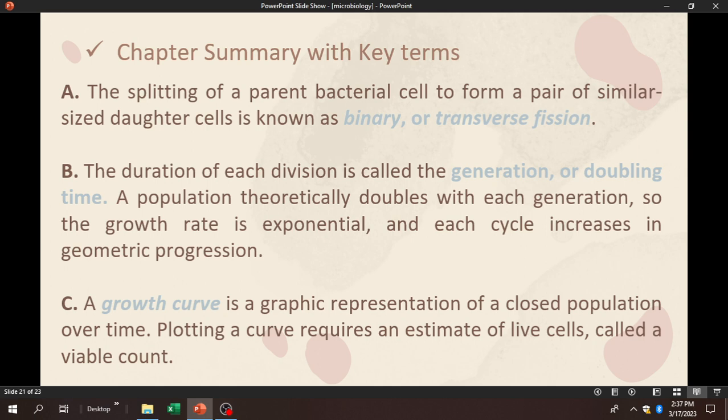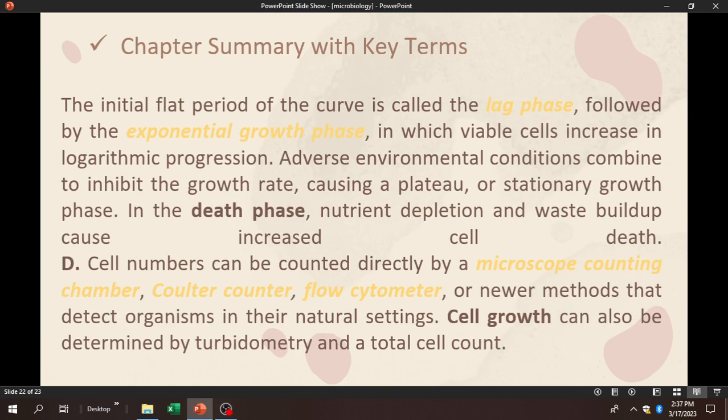A growth curve is a graphic representation of a closed population over time. Plotting a curve requires an estimate of live cells called a viable count. The initial flat period of the curve is called the lag phase, followed by the exponential growth phase in which viable cells increase in logarithmic progression. Adverse environmental conditions combine to inhibit the growth rate, causing a plateau or stationary growth phase. In the death phase, nutrient depletion and waste buildup cause increased cell death.